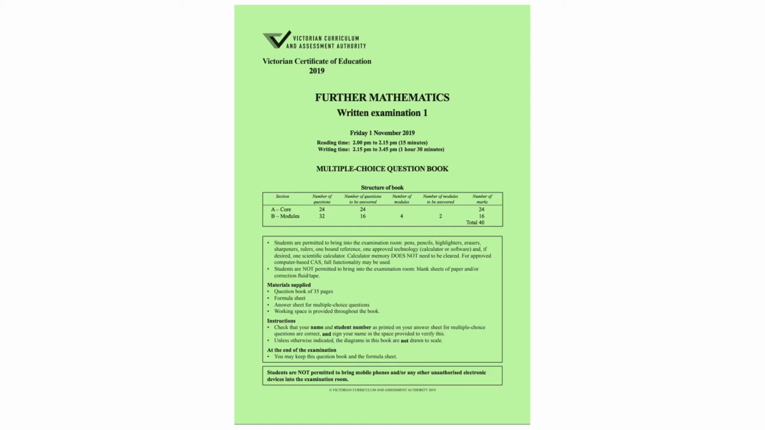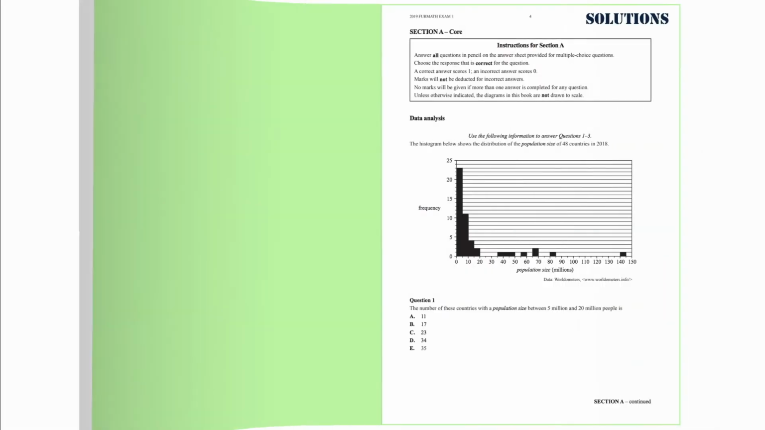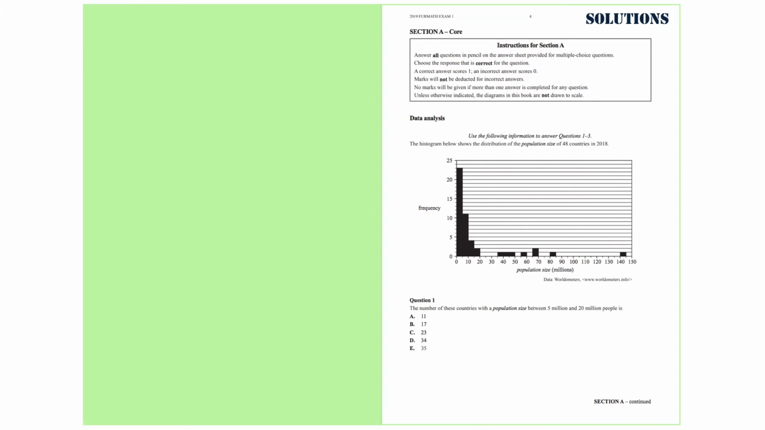Here are the solutions to the Further Mathematics Written Examination 1 for VCE 2019. We are going to start with Section A Core Data Analysis. Use the following information to answer questions 1 to 3. The histogram below shows the distribution of the population size of 48 countries in 2018.